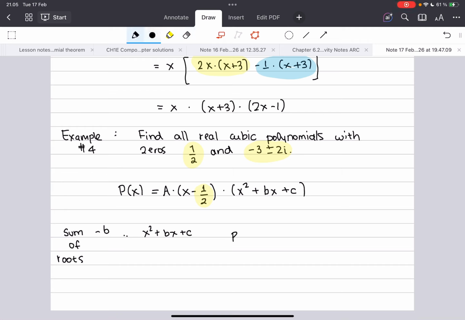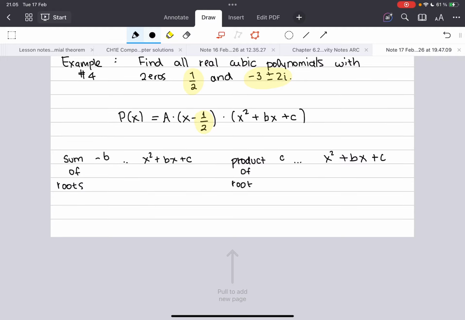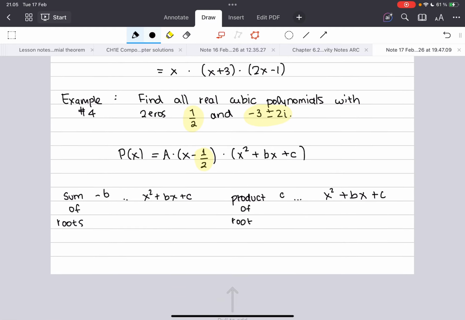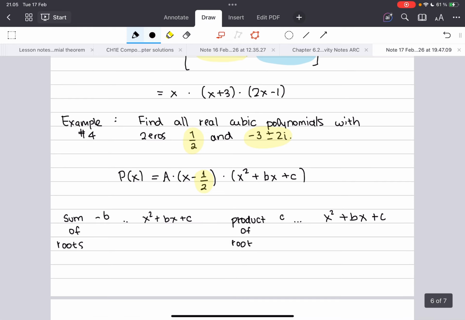And we learned that the product of the roots is equal to c over a if your expression is again in the form of ax squared plus bx plus c. But again, in this case, our a is 1, so the product of the roots will just give us the c. So what are those sum and product of the roots? Let's try and find them.